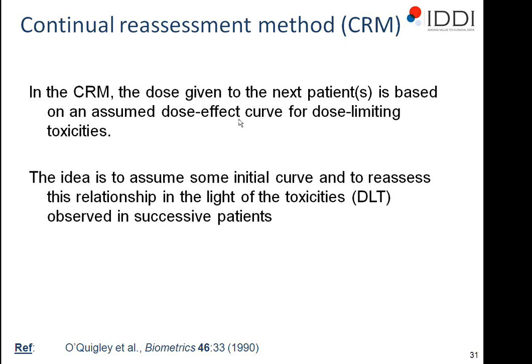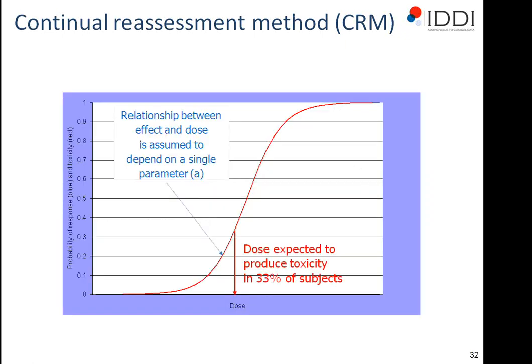In the CRM, the continual reassessment method, the dose given to the next patients, single patients or a cohort of patients, is based on an assumed dose effect curve for dose-limiting toxicities. So essentially, we assume some kind of a dose-toxicity relationship. And the idea is to assume some initial curve and to reassess the relationship in the light of the toxicity observed in successive patients, and therefore to guide our dose selection by the best current estimate of the toxicity of the doses. So you've seen already this picture.